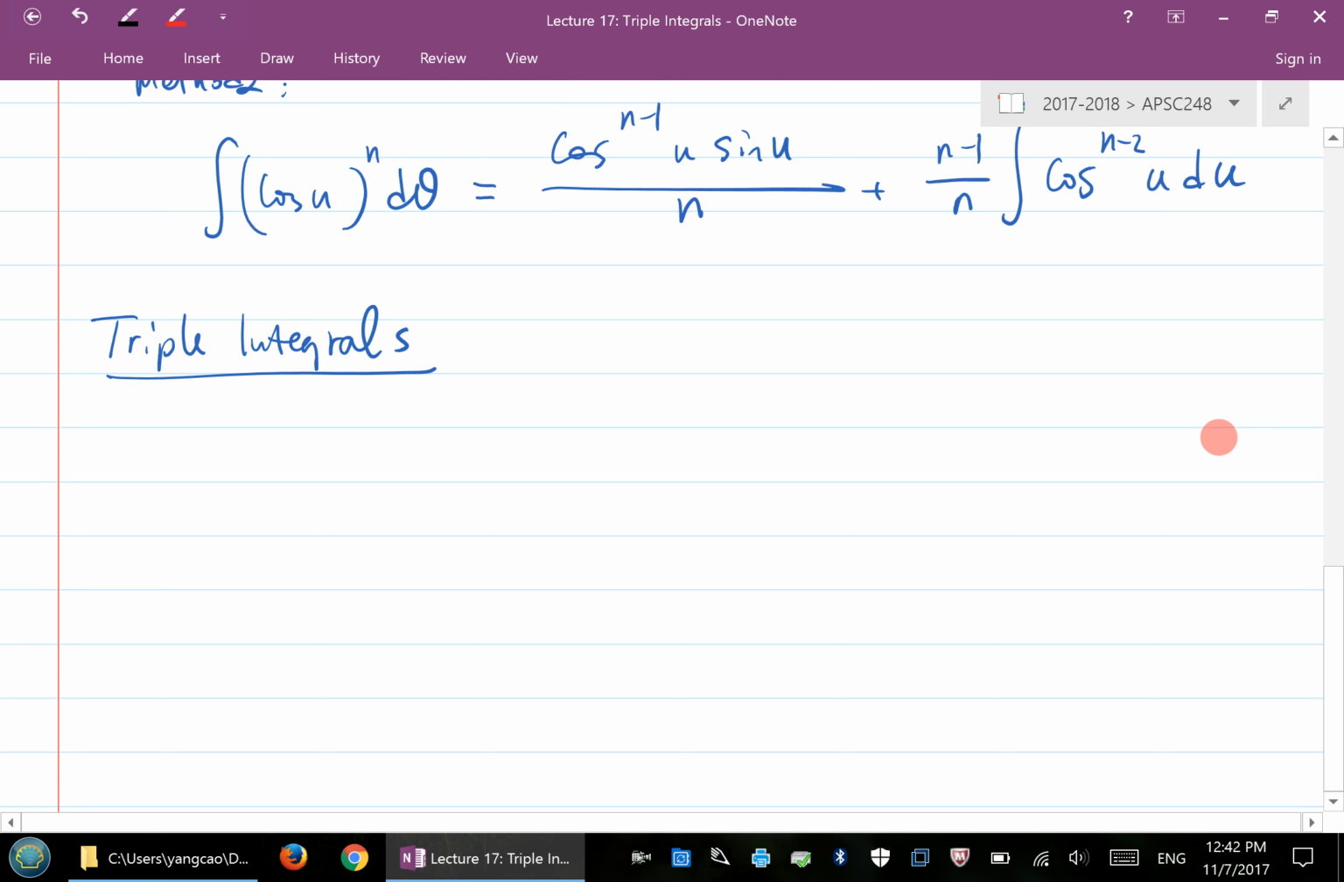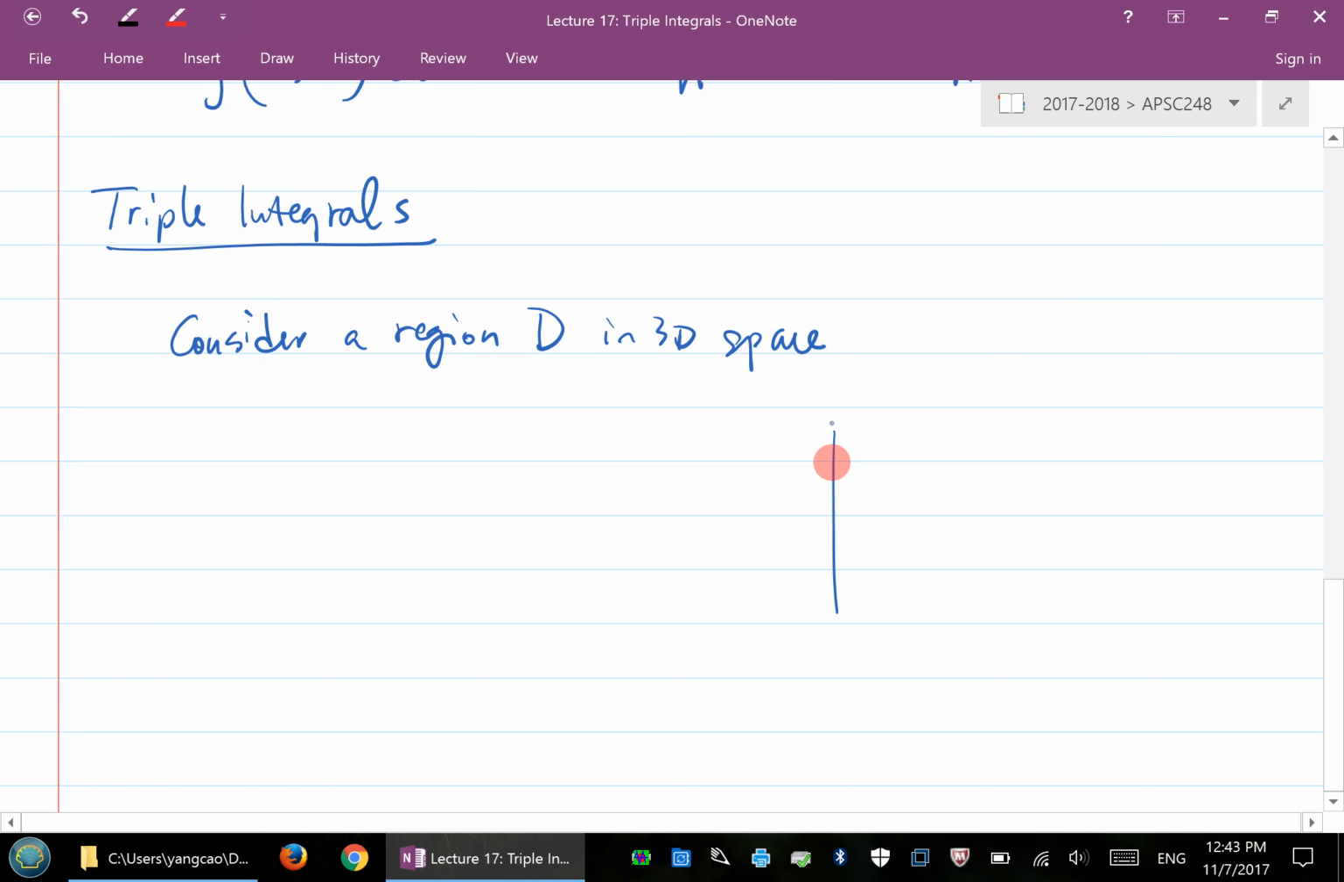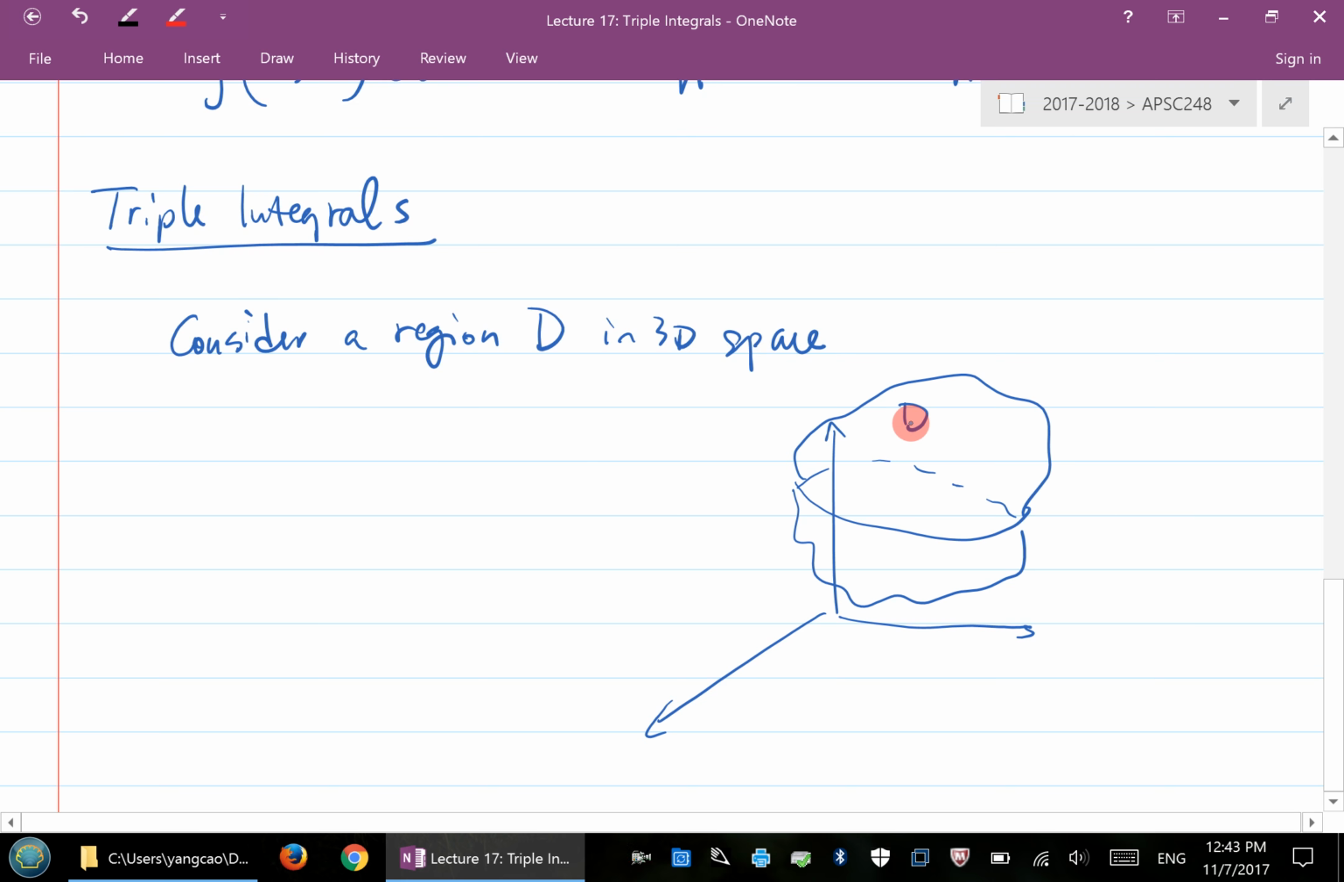So let's consider a region D in 3D space. This region D is actually arbitrary, basically like a 3D object. You can draw any type of 3D object here. Consider that as a region D. So this is our region D here.